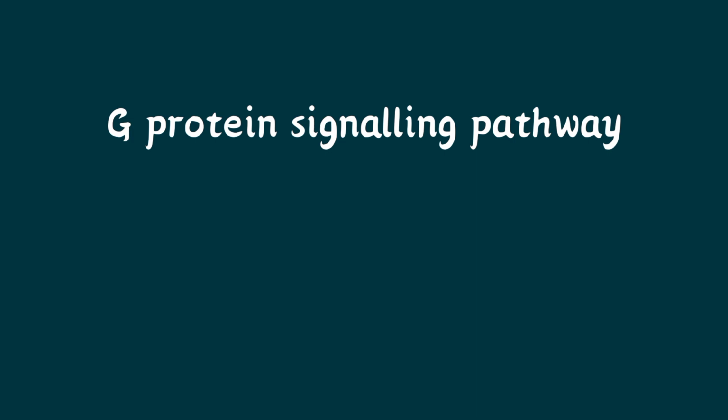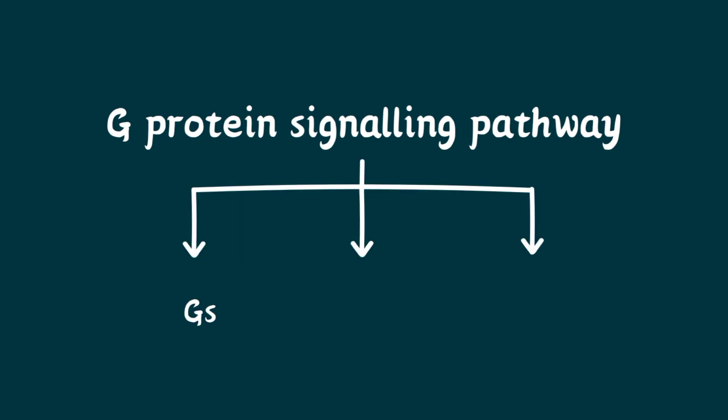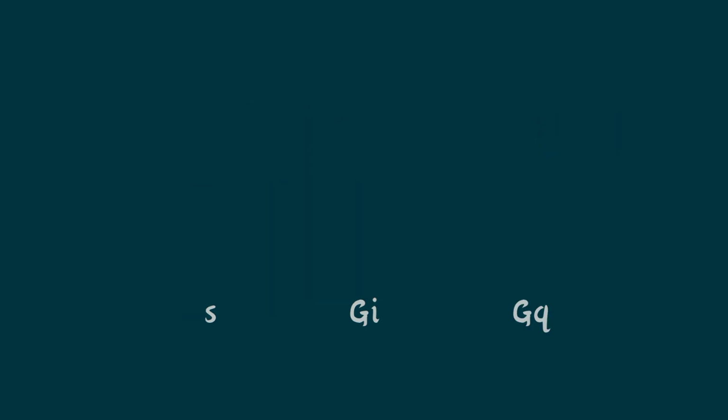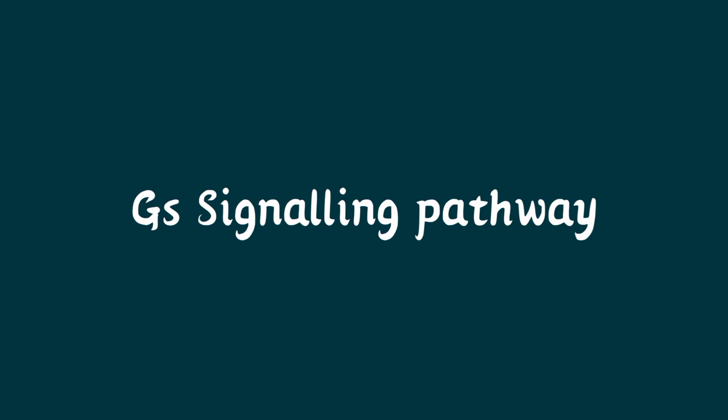There are 3 types of G protein signaling pathway. Gs, the G protein stimulatory signaling pathway. Gi, the G protein inhibitory signaling pathway. And Gq signaling pathway. Let's have a look at the Gs signaling pathway.